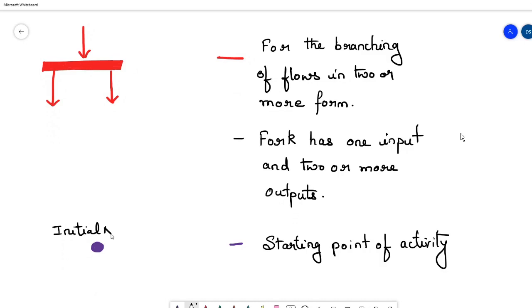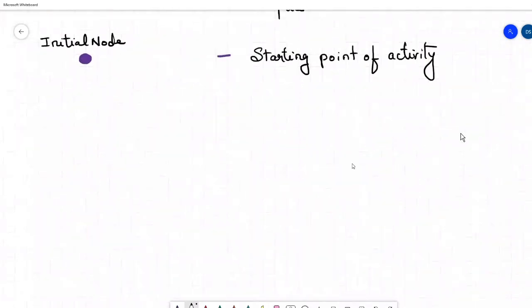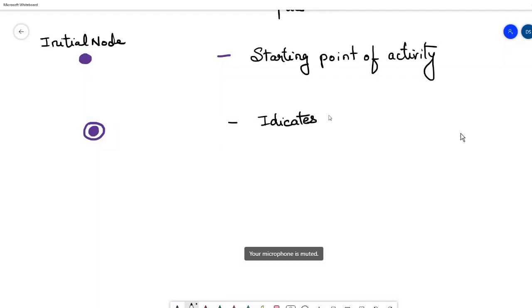Now the next should indicate the completion of the activity diagram, or we can say the final node. So that is the solid circle with an outline. So this shows the completion of the activity. So it indicates that an activity is completed.